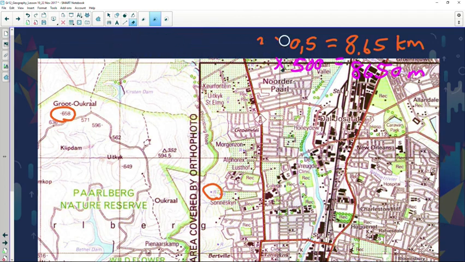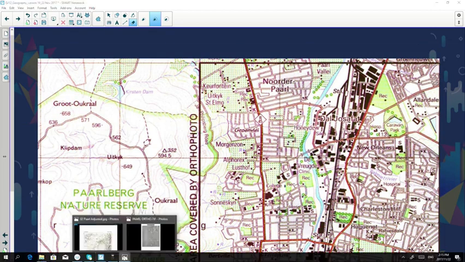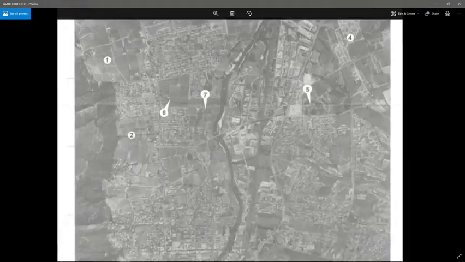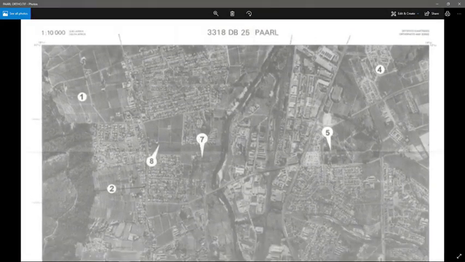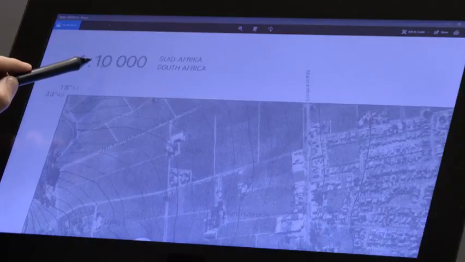And we also looked at orthophotos. Quickly have a look at it in a second. I just want to erase the information over here because we're going to use this map again. Now, once we look at an orthophoto, as you can see, it's got a different scale. The scale is 1 to 10,000.